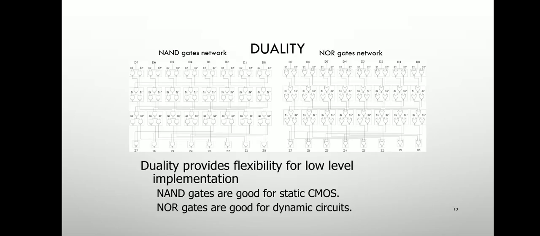The gate complexity is that there is no extra complexity at the gate level, but it has two types. One is mux based and the other is demux based. This provides flexibility at the lower level implementation. It is only good for static CMOS in the case of NAND gates, and good for dynamic gates in the case of NOR gates.